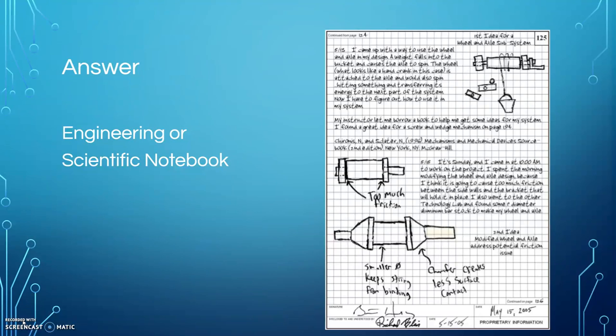The answer is an engineering or scientific notebook. So engineers use engineering and scientific notebooks to document everything that they do. The example over here shows some sketches as well as a lot of details about what was done for each day.